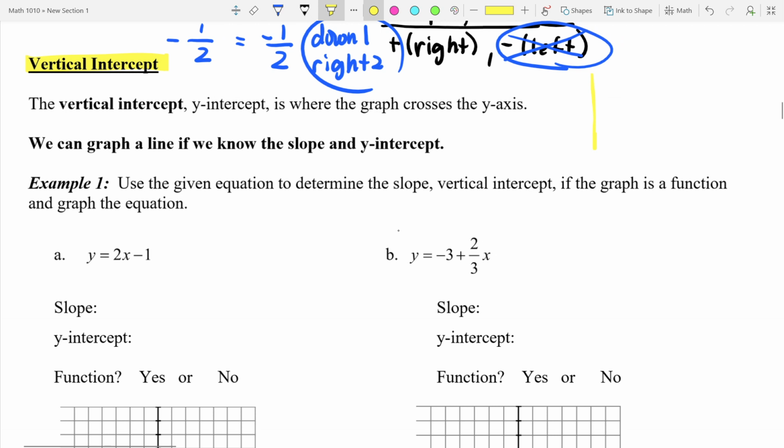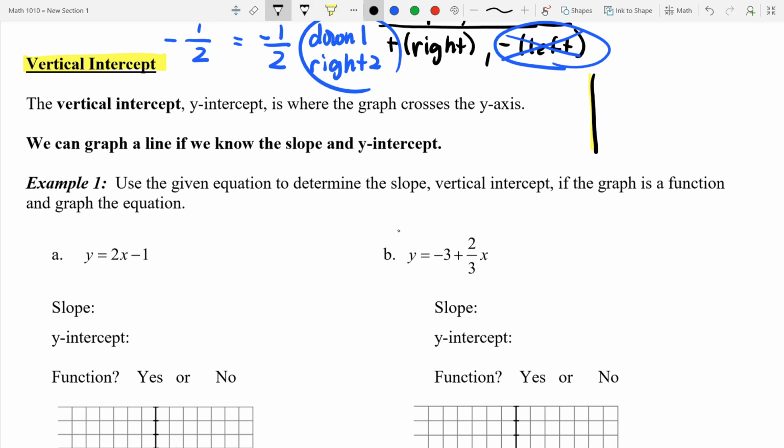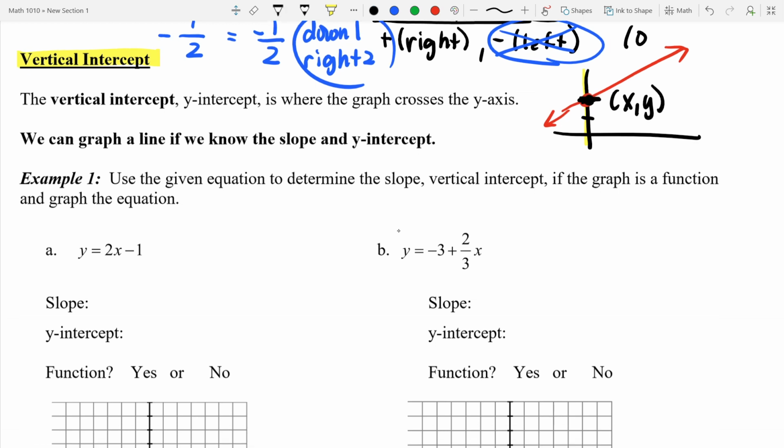Draw your XY axis. And this is your vertical line. So if I had a line that looked like this, then your vertical intercept would be right there. It's where it touches the Y axis. And in this class, I always want you to write that as an ordered pair. So let's say that was 2, then that point would be, don't go right or left, that would be 0, and then go up 2. That's how you'd write it.